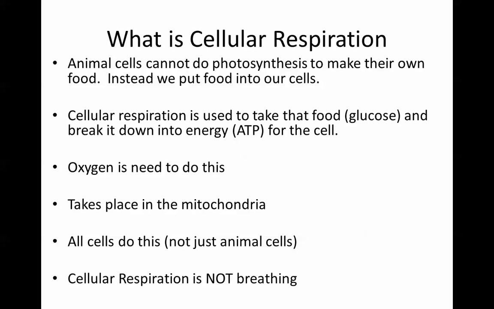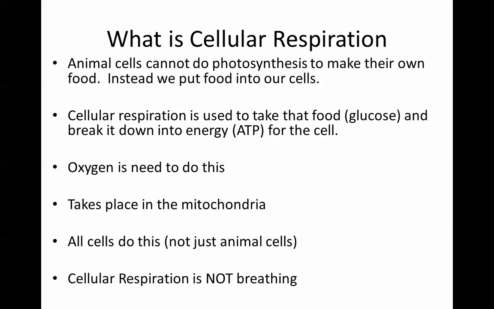Something that's important is that cells have to have oxygen in order to do cellular respiration. So that's kind of where the respire part comes into it. We have to have oxygen in order for this process to take place. The process takes place in the mitochondria of the cells, and that makes sense because we've learned that the mitochondria is the powerhouse, or it's where the energy is produced, and that is exactly what cellular respiration is. We're producing energy. All cells do this, not just animal cells.